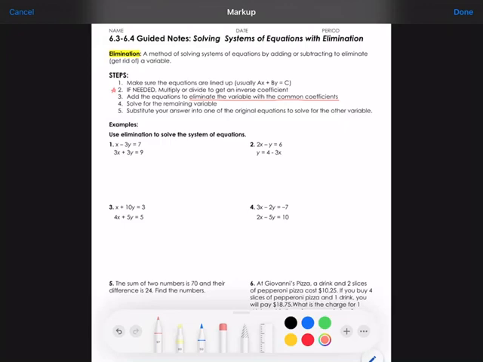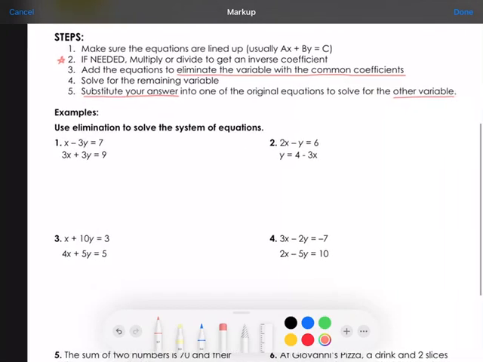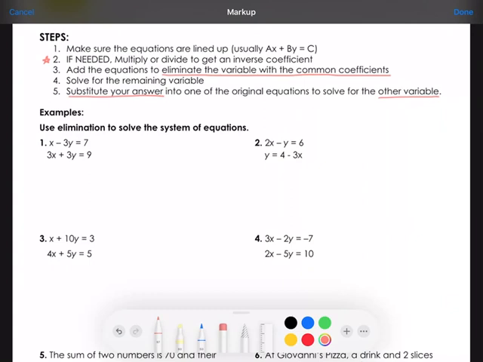So in step 3, we're getting rid of a variable, and then in step 4, we're solving for whichever variable is left over. Once we've solved for that variable, we can then substitute that answer into an original equation to solve for the other variable, the one that we eliminated in step 3. So these are a lot of directions, but they'll make sense once we work through some examples.